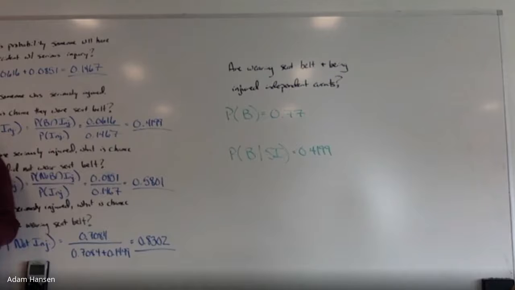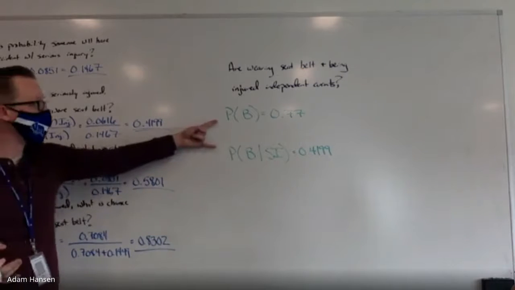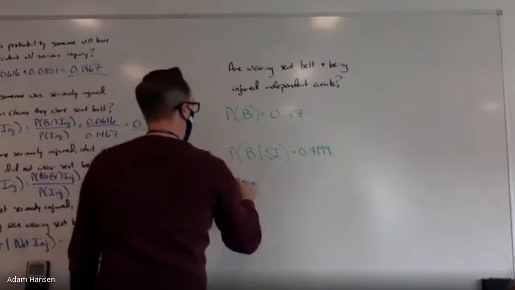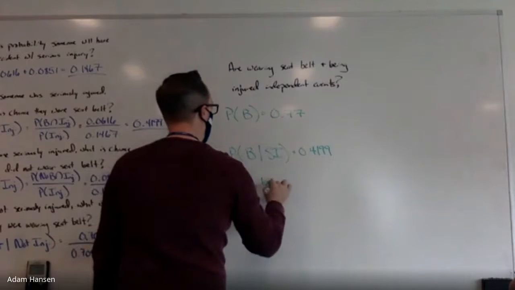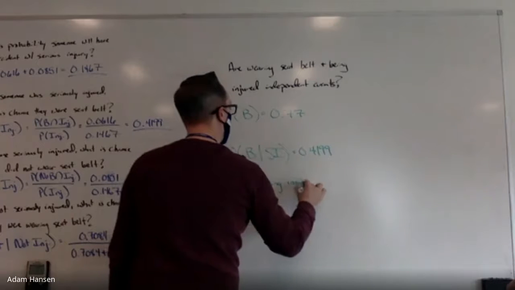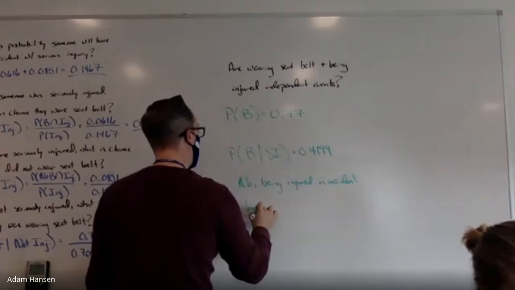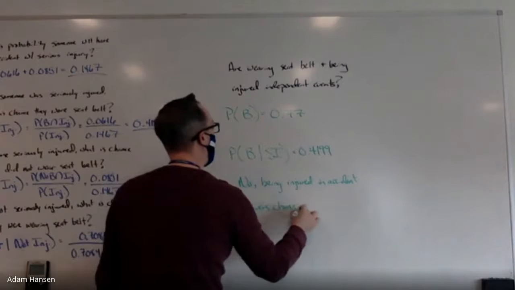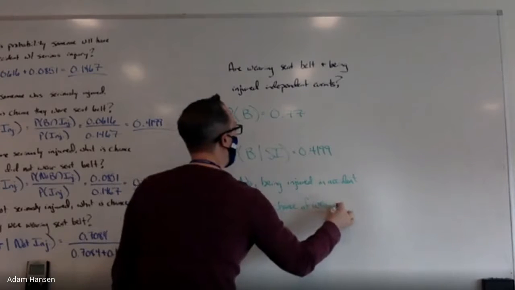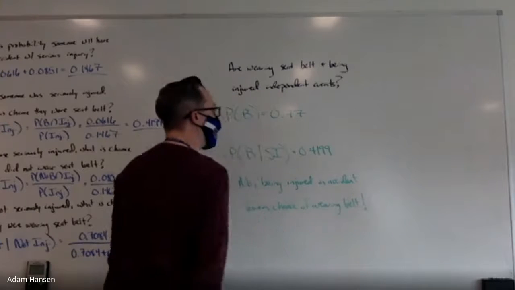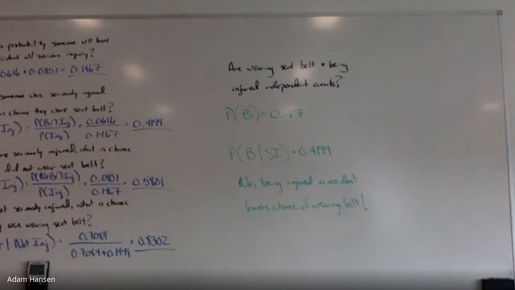What does being seriously injured do to the likelihood of you wearing a belt? It decreases it. Are these independent events at all? No, because these two probabilities were not the same. Being seriously injured in an accident lowers the likelihood of wearing your seatbelt. They were not the same, which should make sense. Seatbelts save lives. All right, let's go ahead and get started on some practice.